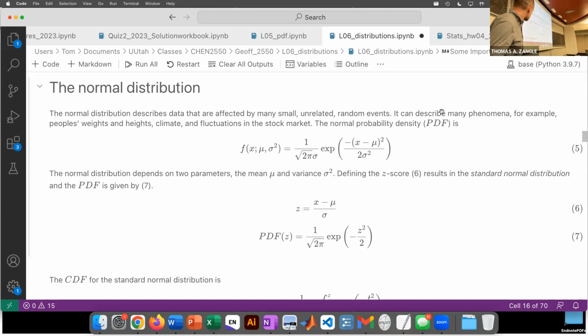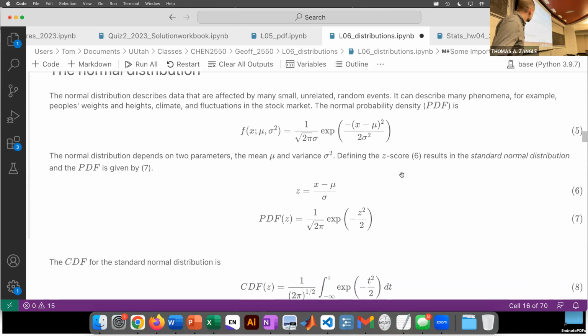So it depends on just those two parameters, the mean and variance, or mean and standard deviation, which would be the square root of the variance. And one thing that we'll often do when defining the normal distribution is we'll take our observed values or our measured values, the mean and the standard deviation, and combine them into something called the z-score. And this lets us write out a simpler form of the normal distribution.